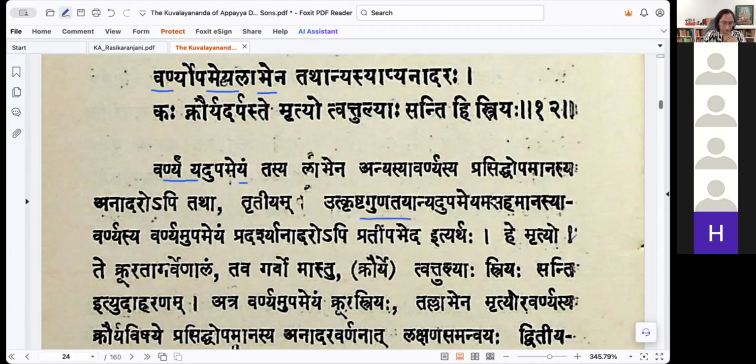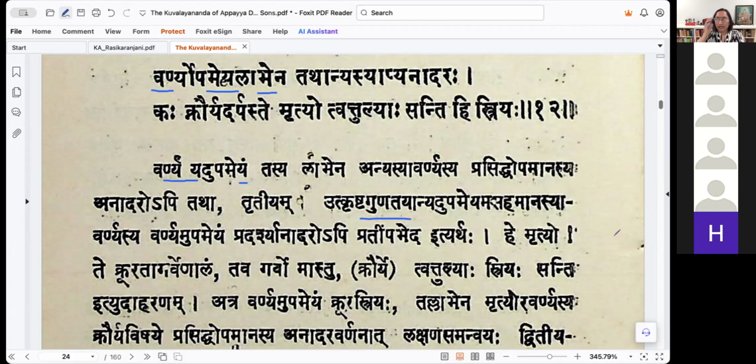Utkrishta gunataya anyat upameyam asahamanasya avarnyasya varnyam upameyam pradarshya anadaraha api pratipa bheda iti arthaha. So that's what I said. A prasiddha upamanam is usually, as we said, a standard. So that will be the utkrishta vastu, sreshta vastu in that particular category.